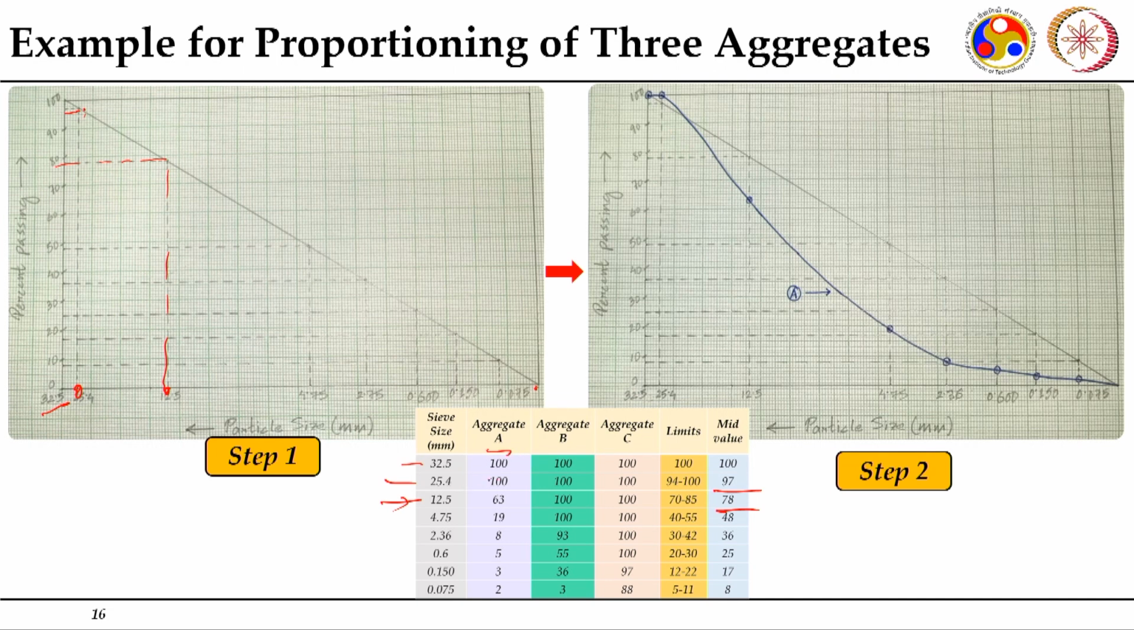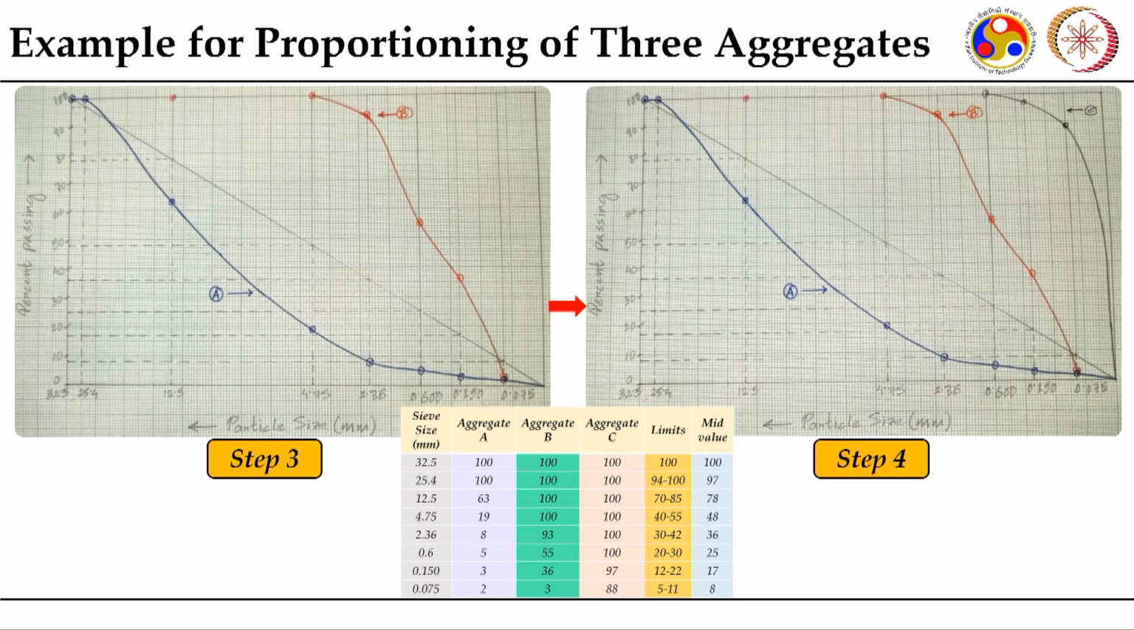For A, it says that 32.5 is 100% passing. So, this is again 100% passing. 25.4 is 100% passing, the second point is here. Then it says that for 12.5 it is 63% passing. So, for 12.5, my 63.5 is here. Like this I have marked all these points, and I can join all these points by a straight line. This is drawn roughly by free hand. You can join these points by scale.